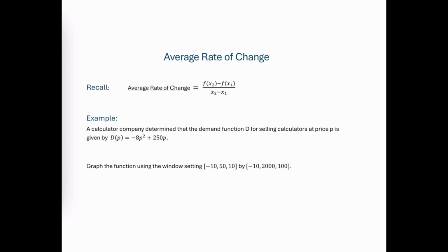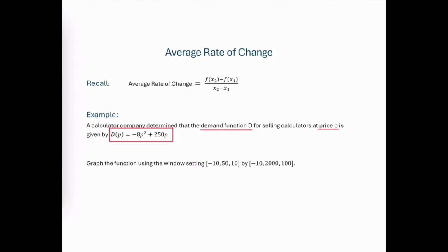A calculator company determined that the demand function D for selling calculators at a price P is given by this equation: D evaluated at P is equal to negative 8P squared plus 250P. We are going to be using this average rate of change formula in this example, but the first thing that we're asked to do is to graph the function using this window setting.